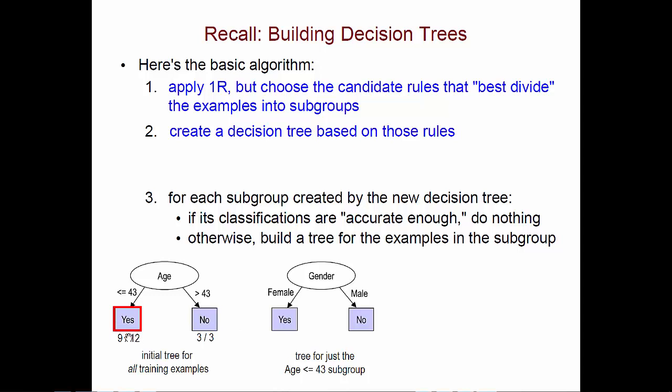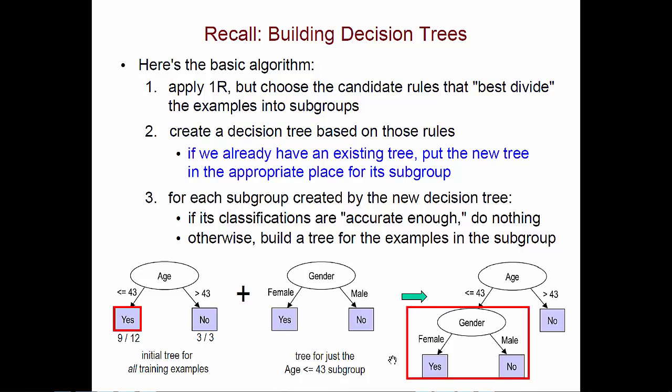And so we're going to come over here. We used to say yes as our prediction for that entire subgroup. But now, instead of always saying yes, we're going to make another decision based on gender. So we're replacing this classification with the new decision tree that we just learned for that subgroup. And so now we have a larger tree that does a better job of classifying the training examples.